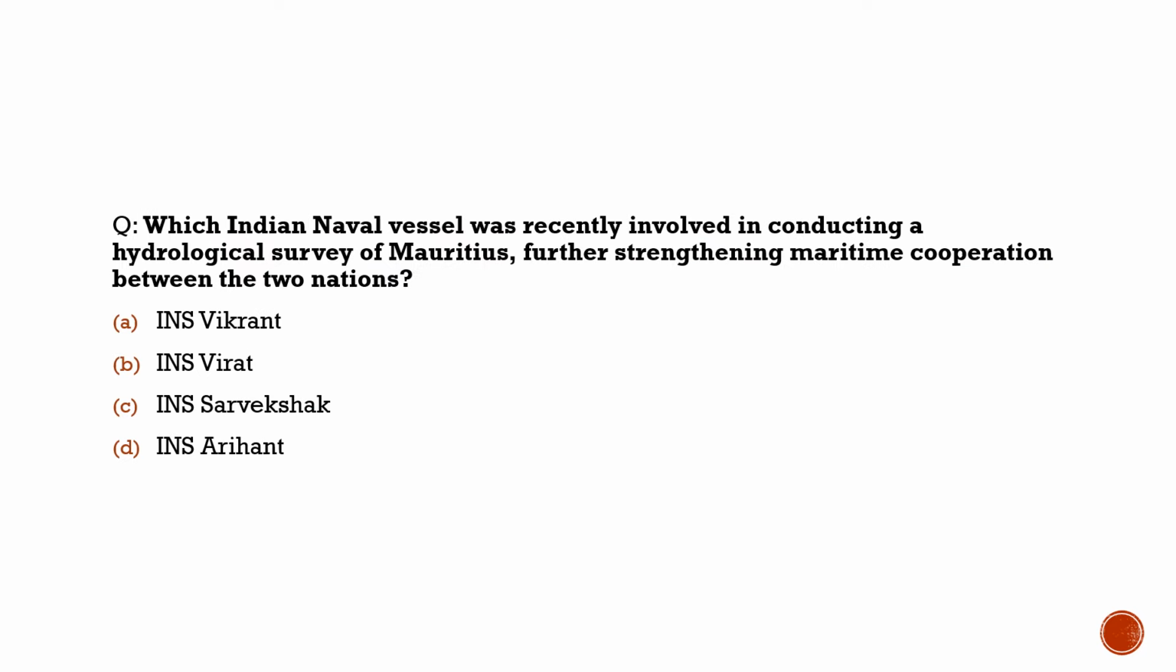Question is with respect to the news article today. Question says, which Indian naval vessel was recently involved in conducting a hydrological survey of Mauritius, further strengthening maritime cooperation between the two nations under Sagar Doctrine? So, which was the vessel used for that? It is INS Sarvekshak. This was used to conduct the hydrological survey of Mauritius, and it has been done, and the report has been given to the president. So with respect to this question, the correct statement is option C.